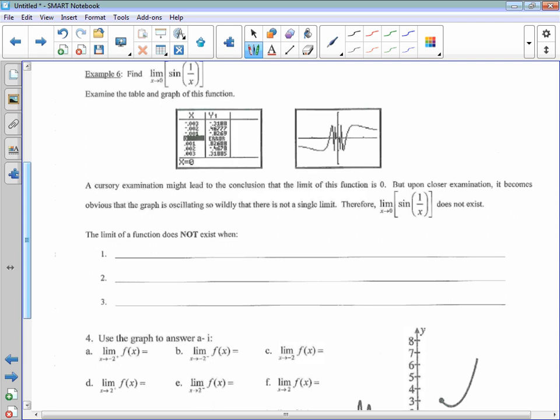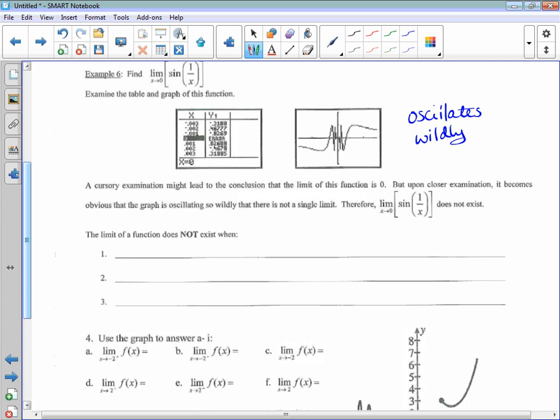It is jumping back and forth. So, this is called a graph that oscillates. When it oscillates wildly, then the limit does not exist. Oscillating, O-S-C-I, I think there's two L's, oscillating. Wildly. Okay.